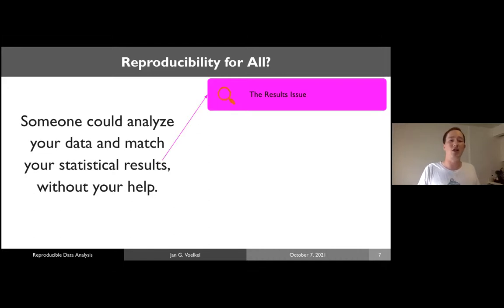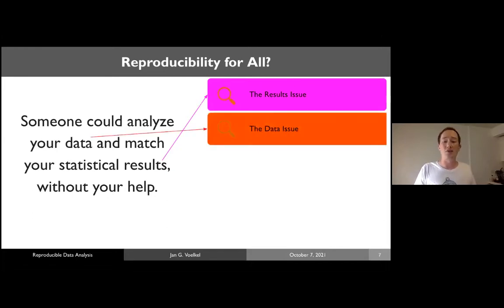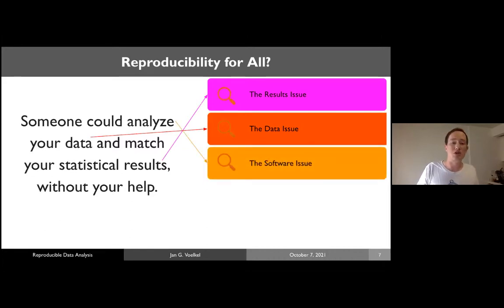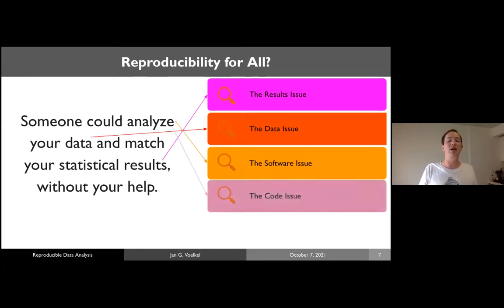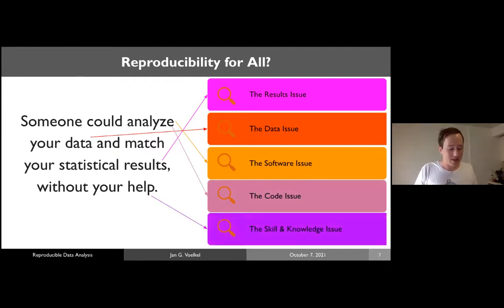The definition actually has a lot of aspects to it, or a lot of potential issues. One is that people need to know what the results are in order to reproduce them, so that they have something to compare to. They have to have access to the data. They have to know which software is being used, especially if you share your code, which is usually conditional on a certain software. And even if you post the code, there's the issue of really understanding what the person who wrote the code is trying to achieve in a certain step.